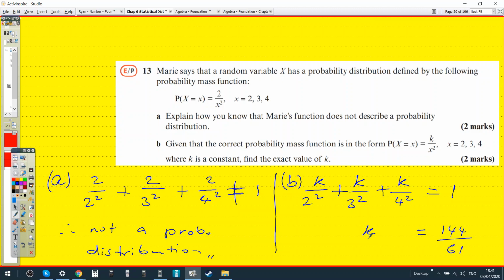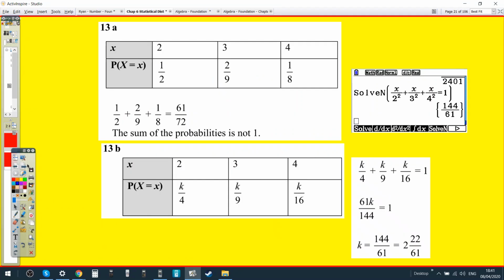And so 144, is that an easy decimal? No, it's long. K is 144 over 61. Okay, fine. And of course I use my calculator. Yes, part A, the sum of the probabilities is not 1. Any questions there? Nope.